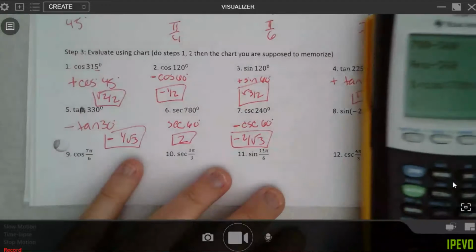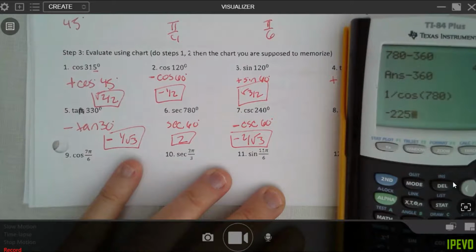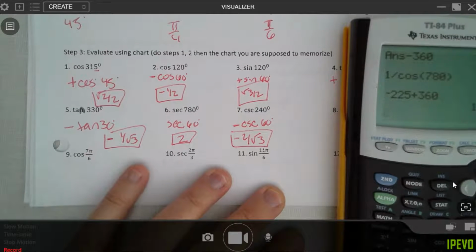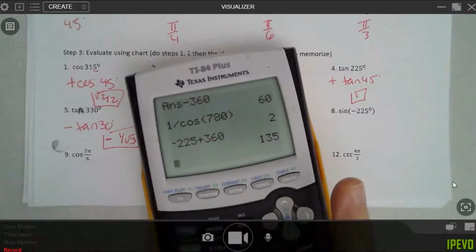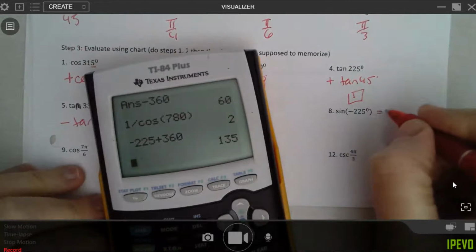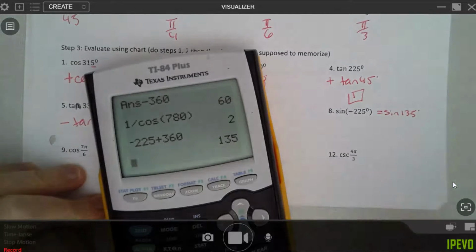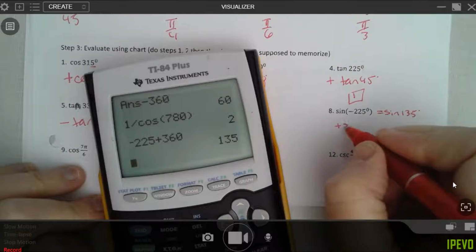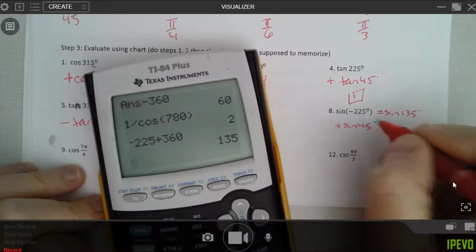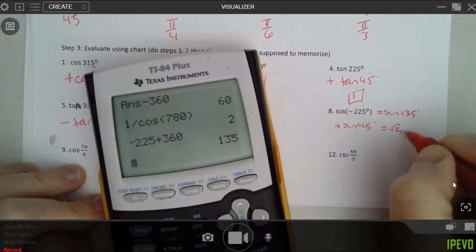All right, for sine of 225, we have to first put it back in the unit circle. So that's where we're going to add 360. So if you see, I get 135. So this is the same question as sine of 135. So this is what I'm going to now do my question off of. So that's positive sine of 45 degrees. And sine at 45 is radical 2 over 2.